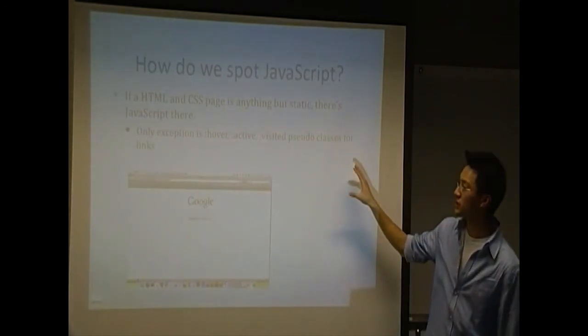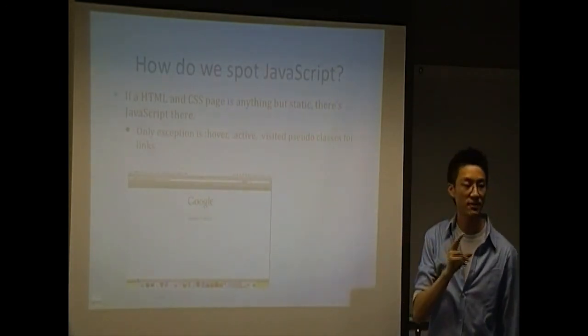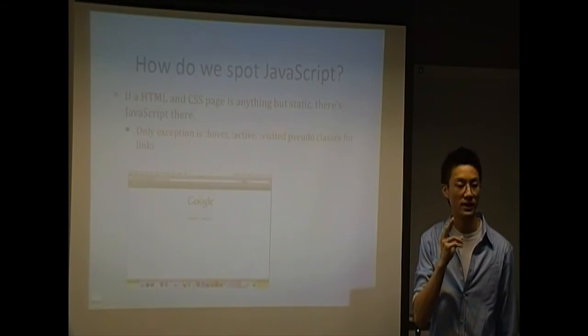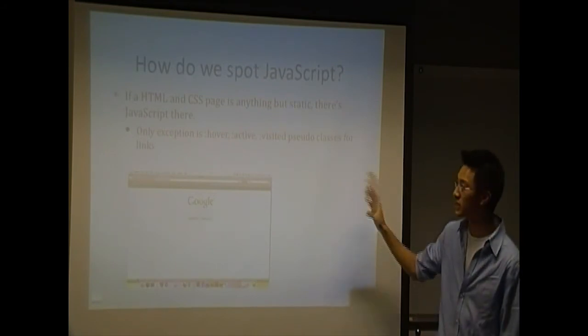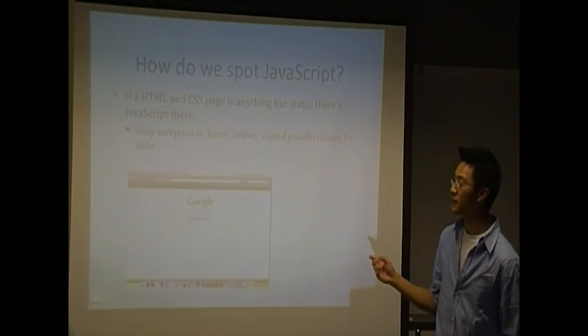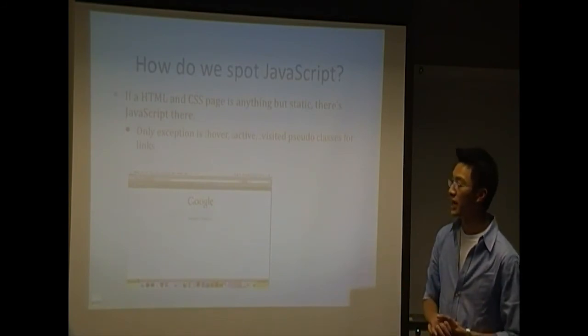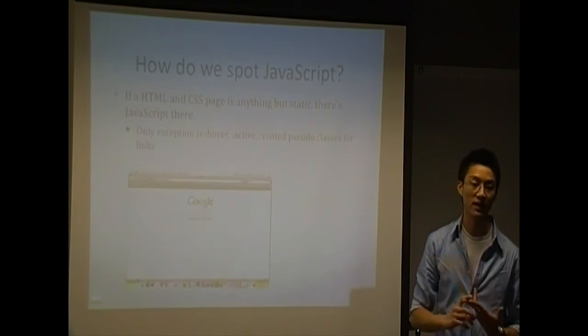So when you're actually using CSS, you can specify a different state or a different style to apply when you're mousing over certain elements, and you can do that with just CSS. But besides that, if you see something moving around on the screen, it's either JavaScript or Flash, and if it's not Flash, then it's JavaScript.